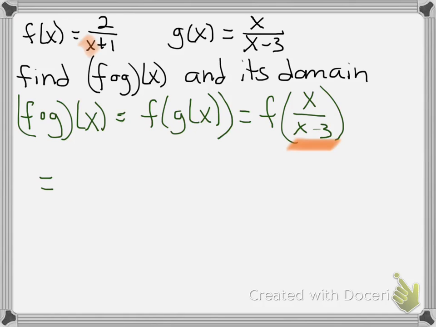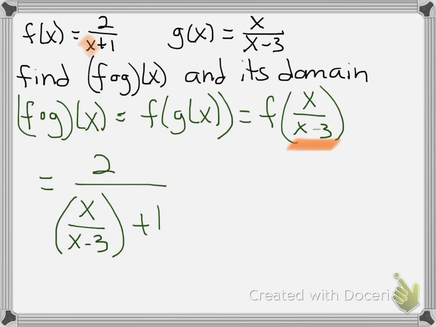So let's see what we can get with that. This is going to become a 2 over. Now again, that x is going to be completely replaced with the x over x minus 3. And I still have the plus 1. This is that composition function. Now, of course, we're going to simplify this and then find its domain. So let's talk about simplifying this for a second.